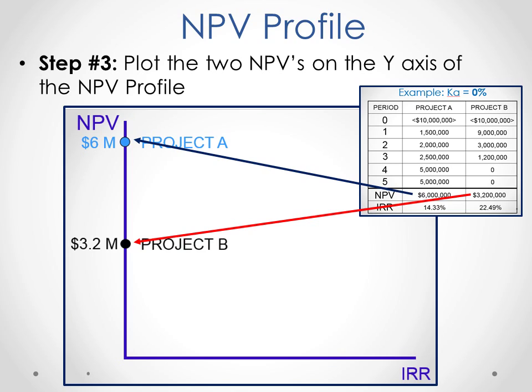Now, if you want a little hint, if you want to calculate the net present value for a project at a cost of capital of zero, all you have to do is add up the cash flows. Try that with project A. Negative $10 million plus $1.5 million plus $2 million plus $2.5 million plus $5 million plus $5 million. You add up all those numbers, and that comes to $6 million. Same thing for project B. When you have a cost of capital of zero, then there is basically no time value of money. So we'll plot the net present value for project A at $6 million and project B at $3.2 million.